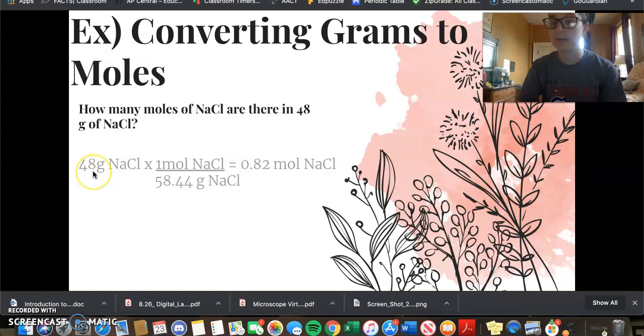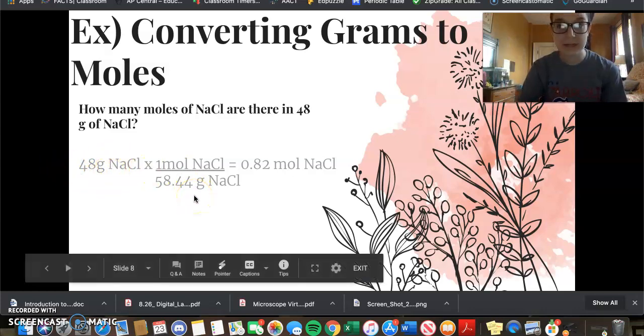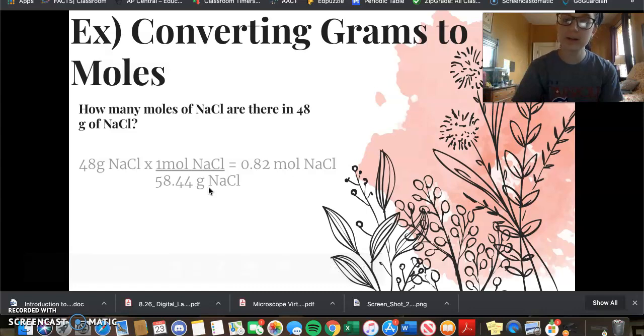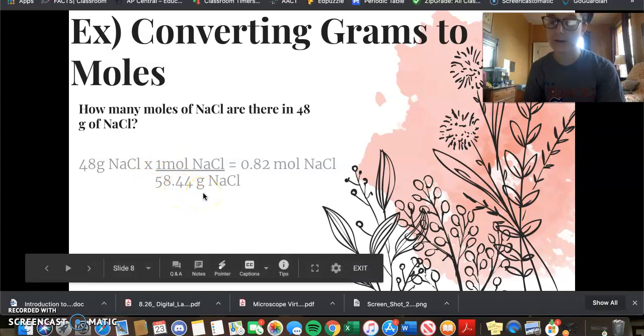And I know to divide because I want to cancel the grams unit and ultimately end up with moles. So right here, grams is in our numerator. So to cancel that unit out, it needs to be in the denominator. So that's why I know to put grams on the bottom, and we'll have 1 mole in the numerator to end up with moles.